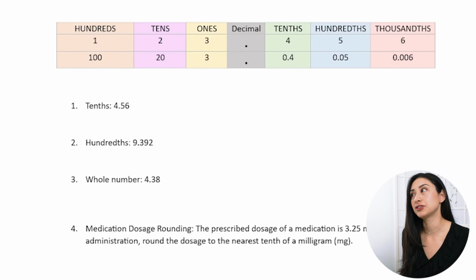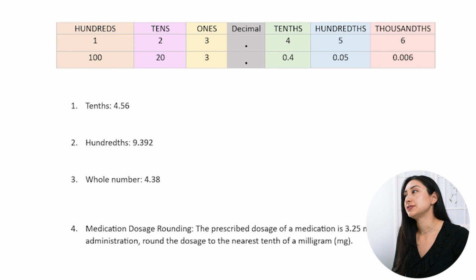And the reason that rounding is so important is because especially with pediatrics, you have to be very precise in your dosages. So sometimes we have to round to a hundredths value. Now we're going to take a look at a place value chart first so that you can see what I'm referring to when I say the hundredths place.